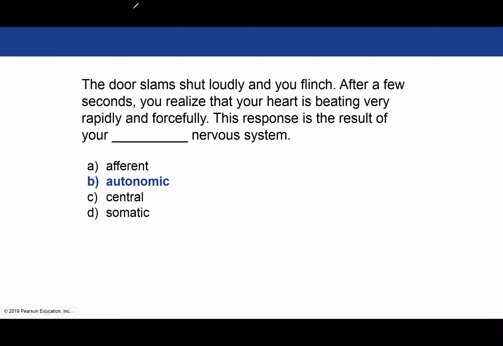So on this one, I just want to point out that this is an automatic response, okay? Specifically, an increase in heart rate would be sympathetic division, okay?